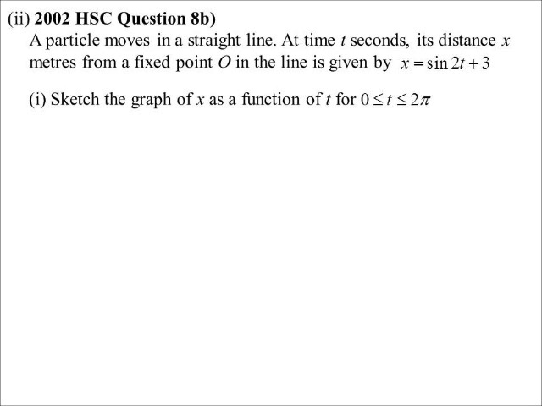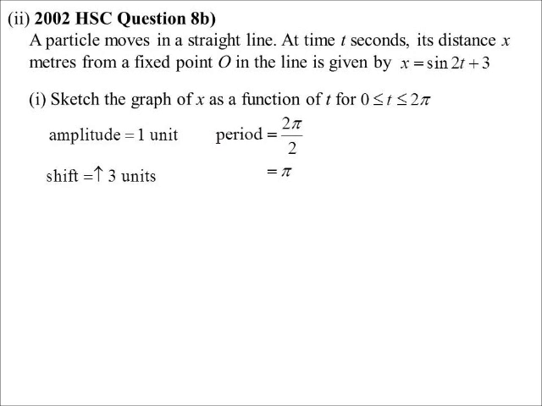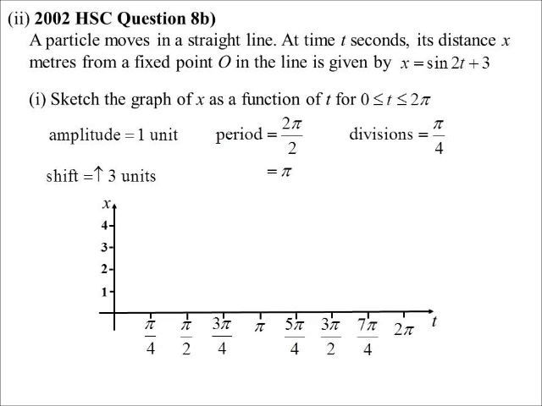Sketch the graph. Okay, so we're just sketching a trig function. So I know the amplitude's 1. I've shifted it up 3. Period would be 2 pi on 2, so it's pi. I'll mark my divisions off every pi on 4. They want me to go from 0 to 2 pi. So, okay, there's my axes. Haven't bothered with negatives because they've said 0 to 2 pi.